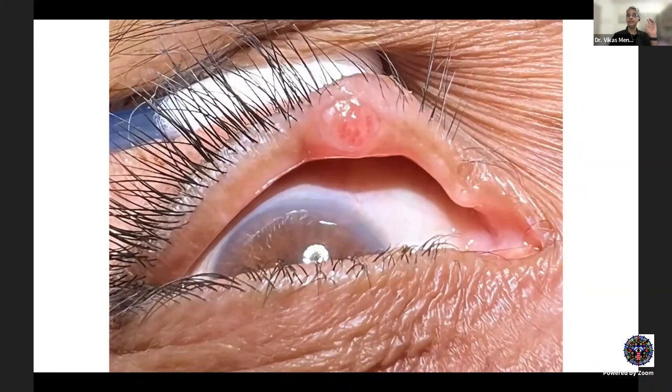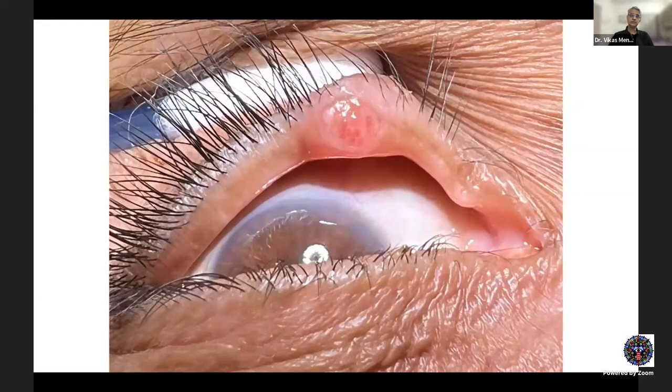You can see the eyelashes being less, and you can see that in that particular area, you cannot make out the normal orientation of the meibomian orifices, right? So these are some of the things to keep in mind, and we'll see how a pattern emerges as we go through a few more cases.